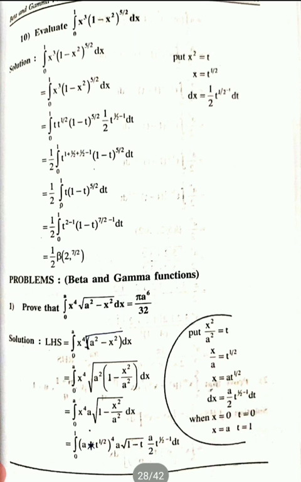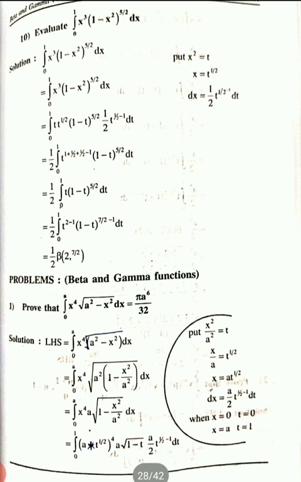Let's take the LHS. Here the limit is 0 to a. If the limit is in the finite form 0 to a, then it must be a beta function. If the limit is in the form 0 to infinity, then it must be a gamma function. If they are taking a as a constant, it may be 1. That's why we apply the beta form. Let's take down integration 0 to a x raised to 4 as it is. See here, integration a square minus x square into dx.